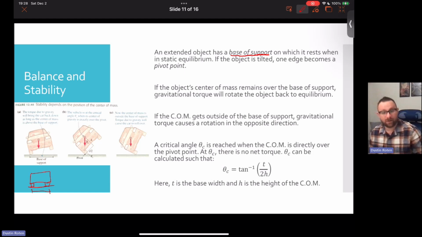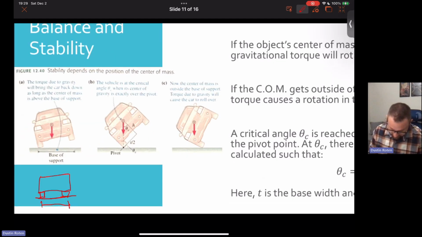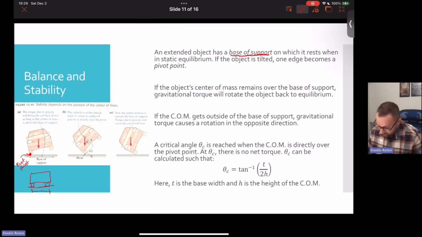Now, if we look at figure A here, we've got our base of support labeled, but since this thing's starting to rotate, we also get a pivot point. If the object's center of mass remains over the base of support, then gravitational torque, which we talked about, the whole idea of mass collapsing down to the center of mass, right? The center of mass is there. That's where we're going to do our mathematics from to calculate that gravitational torque.